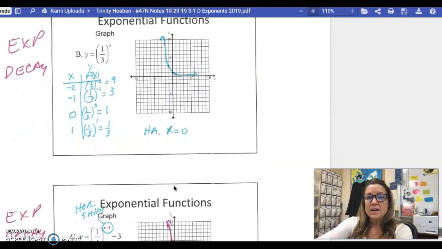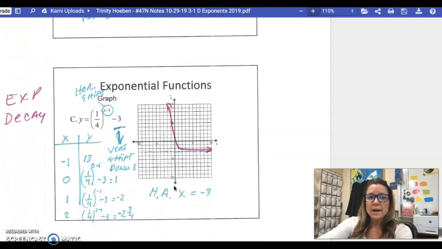Okay? All right, now let's look at some shifts that happen once you start changing the exponent and adding or subtracting something. So here, if you add or subtract something in the exponent, that's going to give you a horizontal shift, meaning it's going to move left or right. And if you add or subtract something after the main part of the expression, that's going to give you your vertical shift. And if it's -3, then it's going to go down 3. So if you had +7, it's going to go up 7.